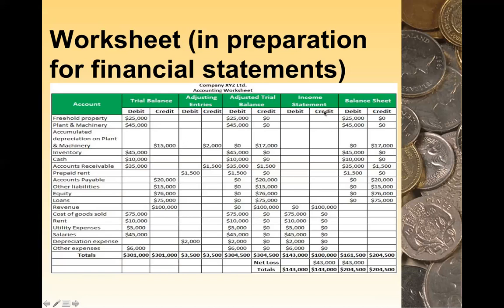And then pwede ka na mag-transfer ng mga amounts na manggagaling dito sa adjusted trial balance mo para sa income statement. And then also sa balance sheet mo, mga account title na matatamaan, pwede mo rin i-transfer dito. Para dito pa lang alam mo na, sa worksheet pa lang, alam mo na yung makukompute na net loss at saka magiging total ng balance sheet mo.